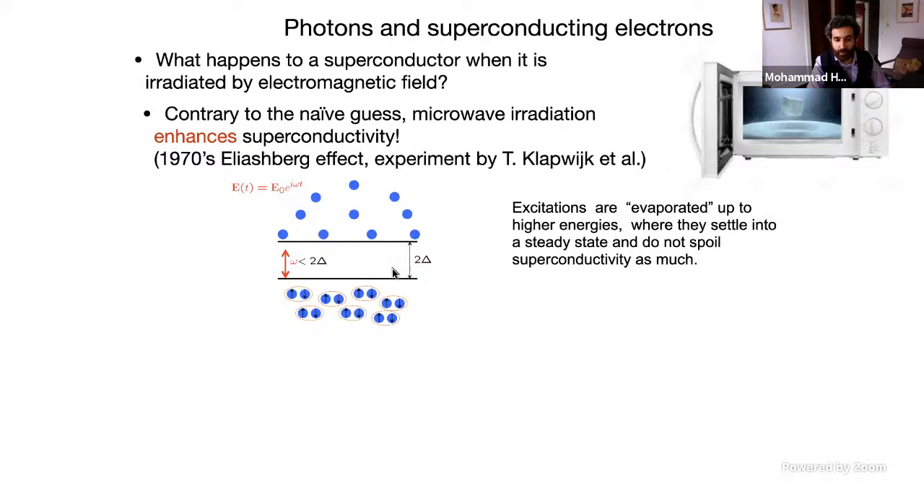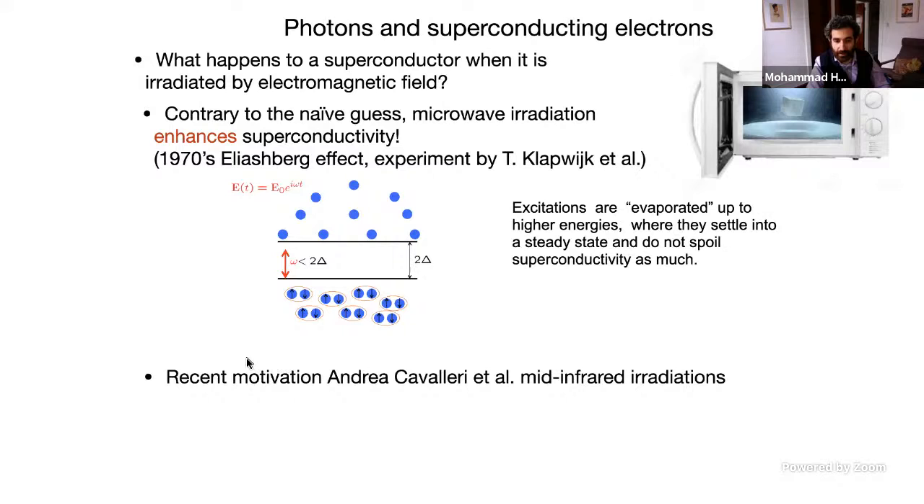You have a condensate of Cooper pairs, you have a gap, and then you have these quasiparticles. And then if you shine some light that is below the gap, you cannot destroy these Cooper pairs. Instead, you can excite some of these quasiparticles to higher energy, basically evaporate them, and that effectively enhances your superconductivity.